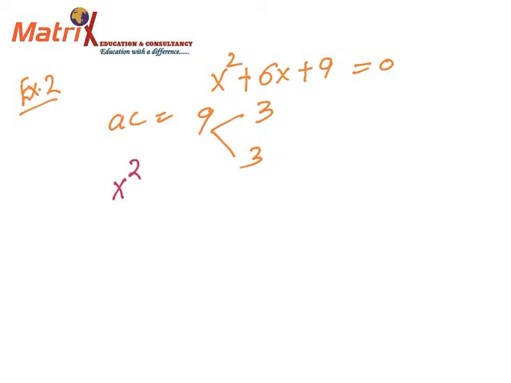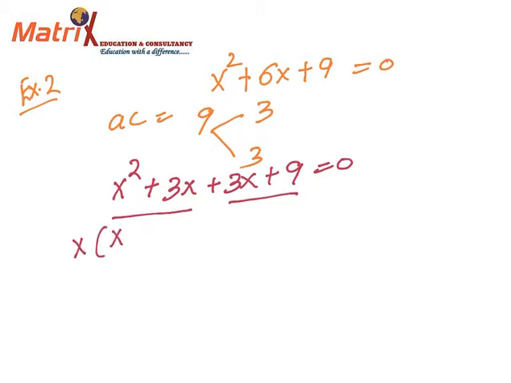So I will rewrite x square plus 3x plus 3x plus 9 equal to 0. Again I said we will combine these two terms together, and these two terms together. Now take out the common from here, x plus 3. Now blindly write down x plus 3 here because that has to be the common term. If I have taken out x plus 3 from this term, what am I left with? I am left with 3.